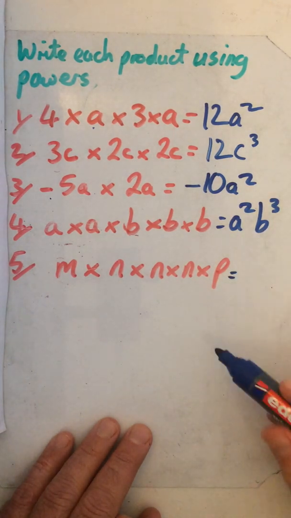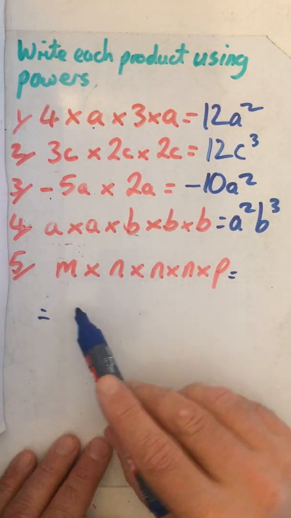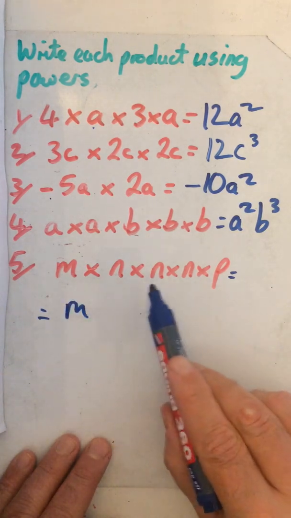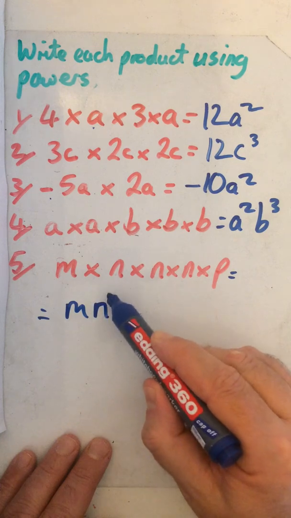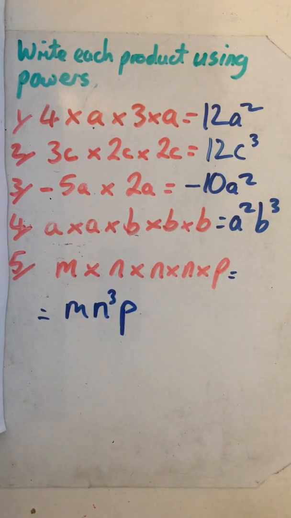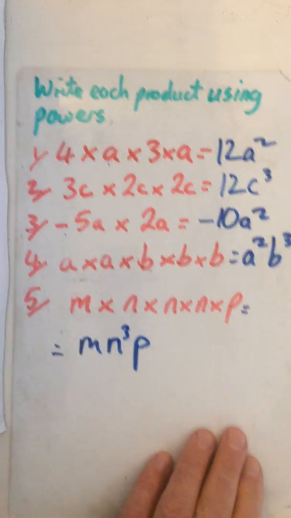Okay, and then the last one I'll do underneath. M, it's only one M. N times N times N is N to the power of 3, and then P. Okay, straightforward as that. Don't put the multiplication signs in. And just the last ones.